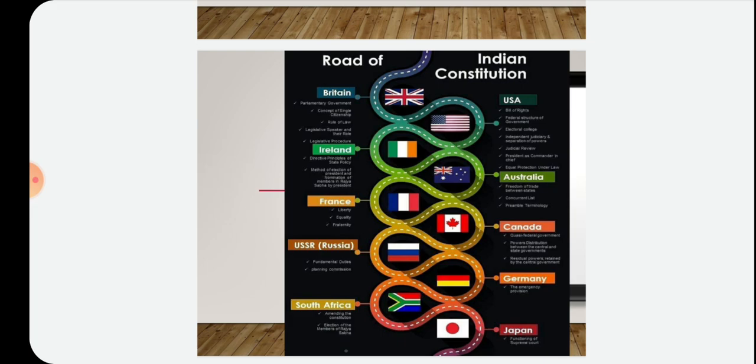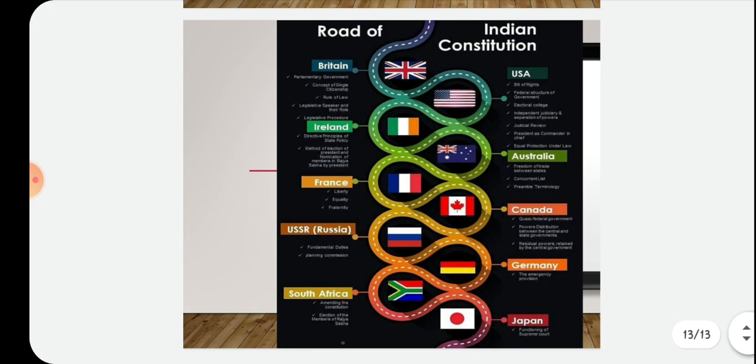And the next country is France. I am covering only the important ones. Here I have given you the map. You can refer to it if you want anything else.